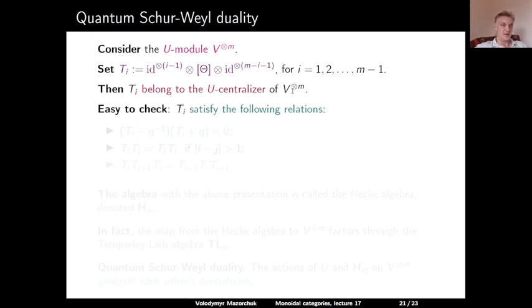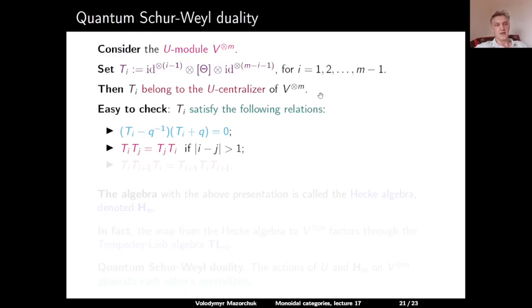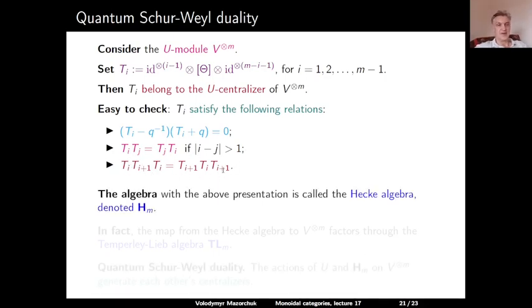It is easy to check that these linear operators T_i satisfy the following relations. The eigenvalues of T_i are q and q inverse. This actually follows from here. The distant T_i's, which are not neighbors of each other, commute. So T_i T_j is equal to T_j T_i if |i minus j| is greater than 1. And T_i and T_{i+1} satisfy the short braid relation. So the algebra with the presentation given by these relations is called the Hecke algebra. And so we have the action of the Hecke algebra on our m-fold tensor power of V.